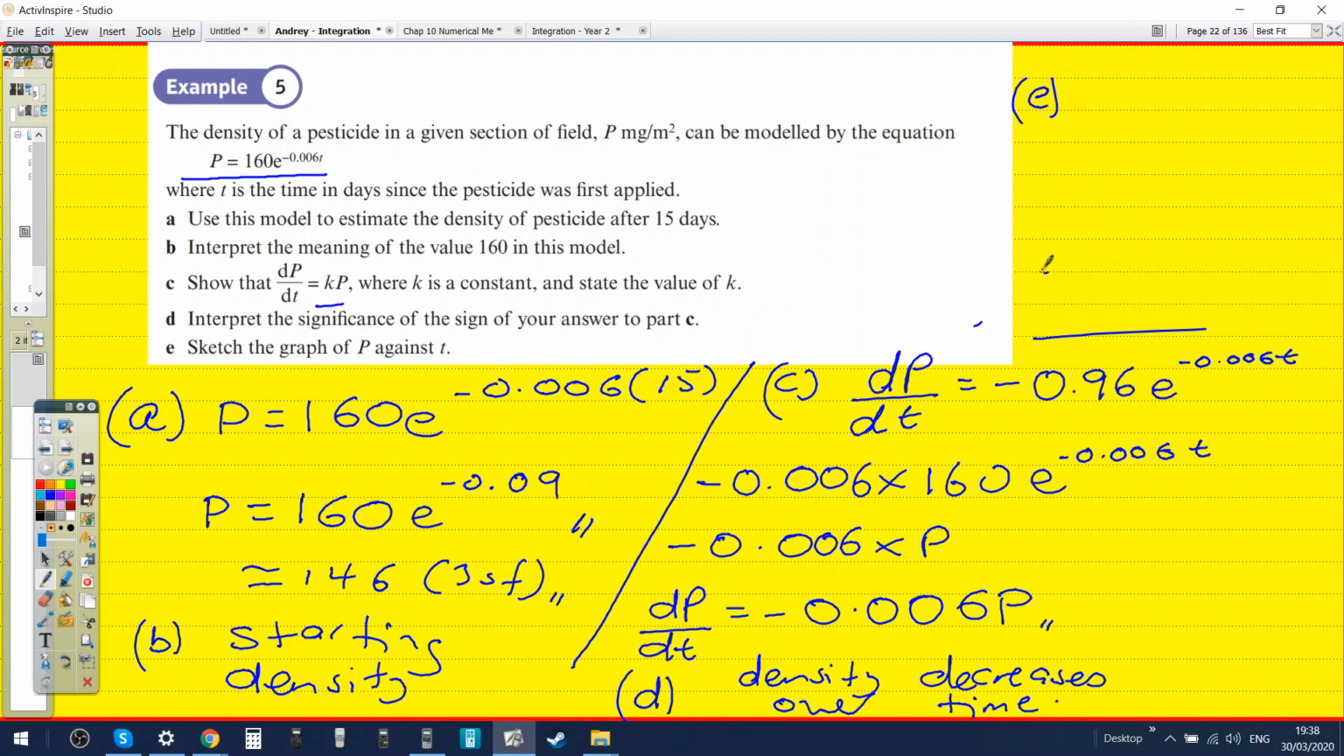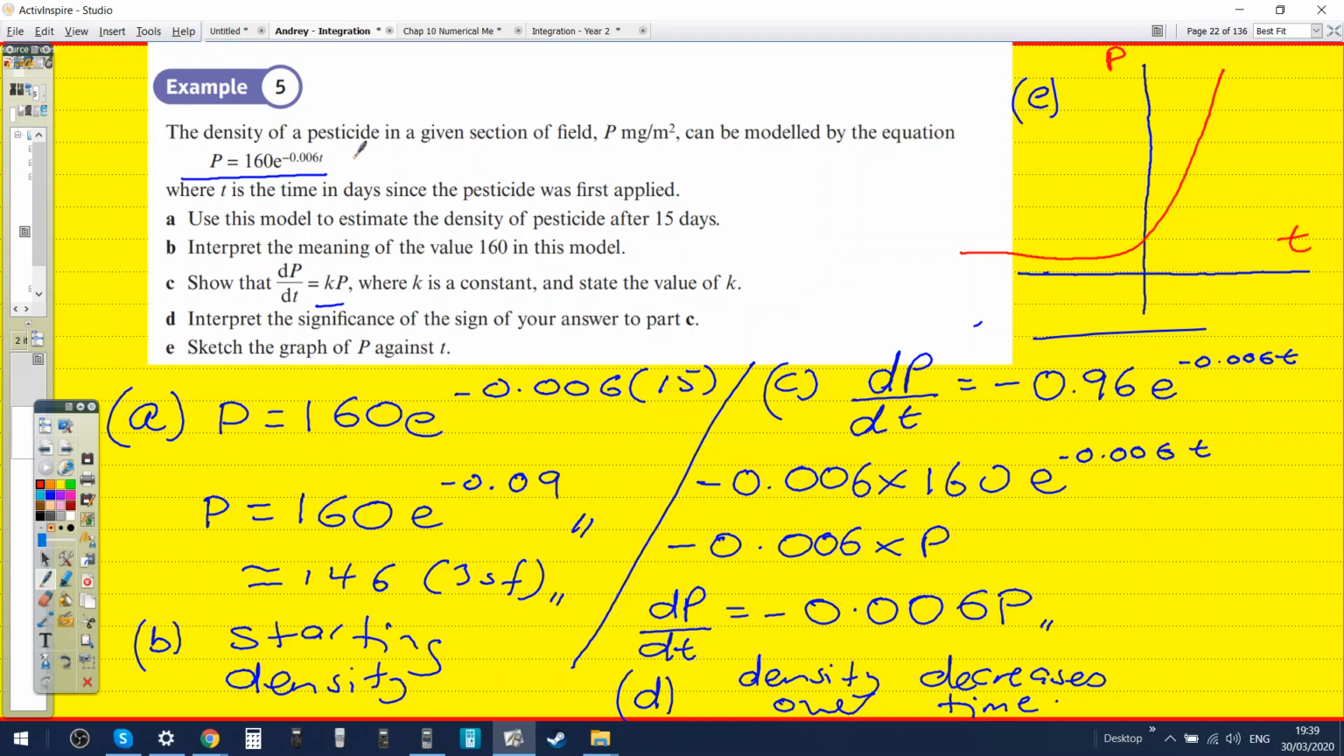How would you do it? Sketch the graph of P against t. Well, I just put 160 e to the minus 0.006t into my calculator. So instead of P, it's y, and instead of t, it's x. Just put that in your calculator and it will look something like this, just your standard exponential graph. What's the y-intercept? The y-intercept is 160.